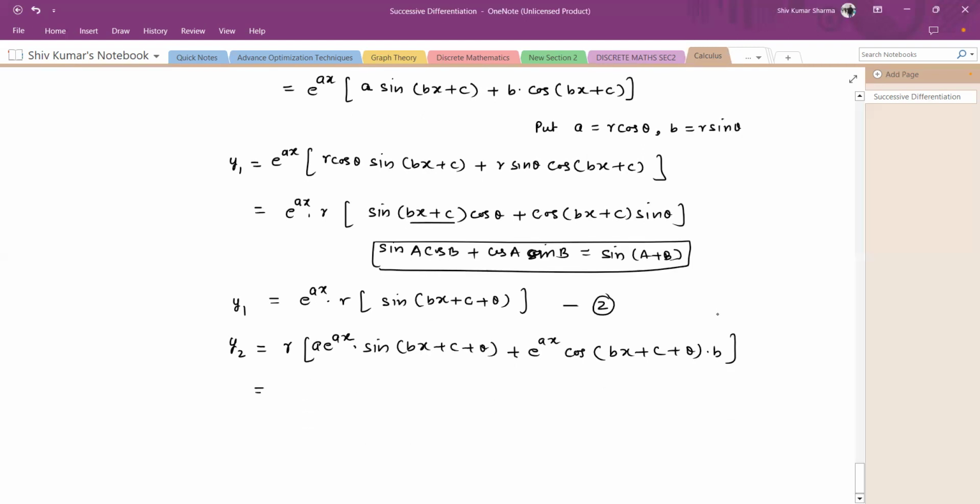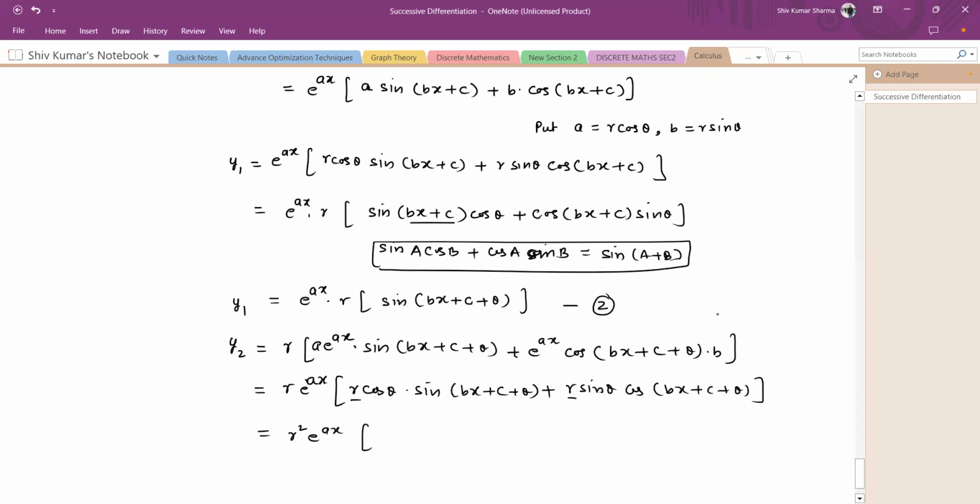Now we replace a and b as r cos theta and r sin theta. So we write r into e raised to the power ax taken as common, so that in place of a, we write r cos theta into sine(bx + c + theta), plus in place of b, r sin theta into cos(bx + c + theta). Okay, so in this we take r as common. So we write r square into e raised to the power ax.